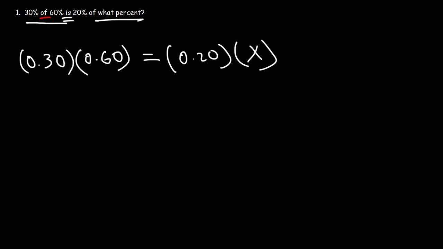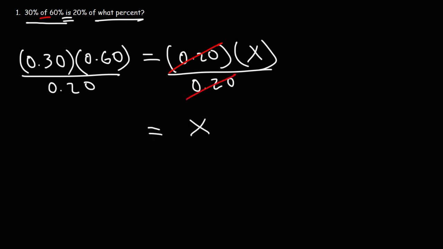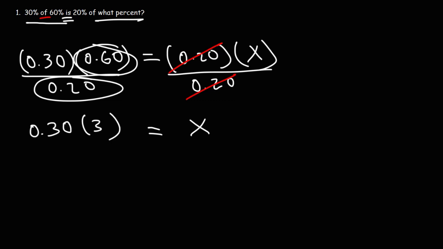So now all we need to do is calculate x. In order to do that, we need to get x by itself on the right side of the equation. So we've got to get rid of the 0.20. We could divide both sides by 0.20 to do that. 0.20 divided by itself is just 1, so those numbers will cancel, giving us the x variable on the right side. On the left, we have 0.60 divided by 0.20. 60 divided by 20 is 3. So we're going to have 0.30 times 3. 30 times 3 is 90, so 0.30 times 3 is going to be 0.90.